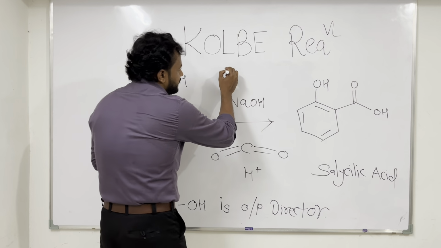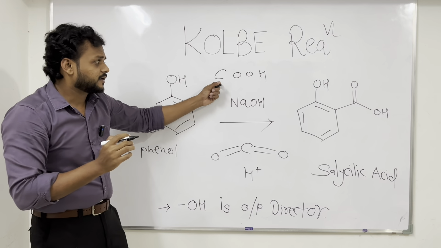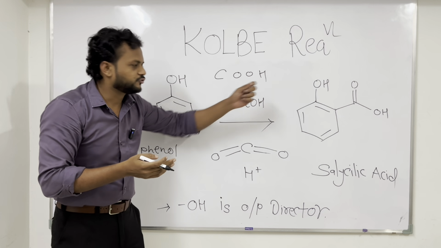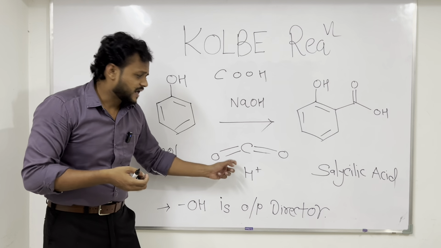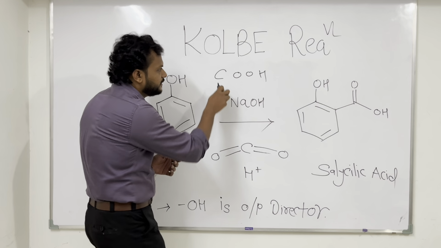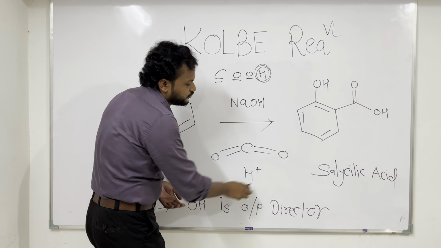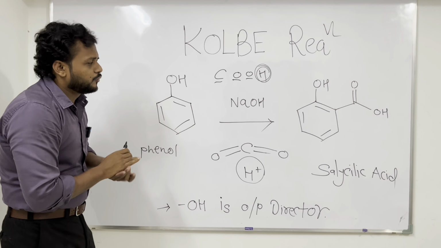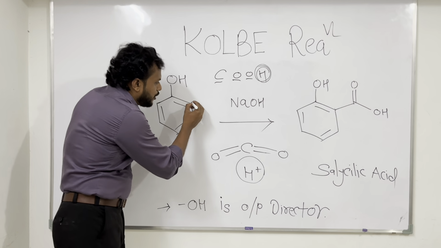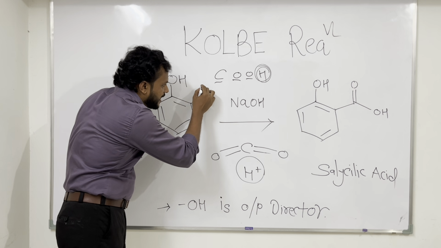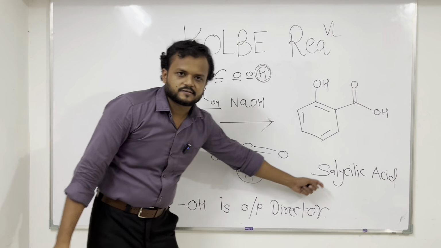We are going to add COOH. That means for that we need one carbon, two oxygen, and one hydrogen. And for that we have reagents in this to get that. So the carbon dioxide is going to provide a COO, and for the H, for the proton, we are going to use acid. This is the source of this carboxylic acid group, and at ortho position we are going to add carboxylic acid. This is what salicylic acid is.